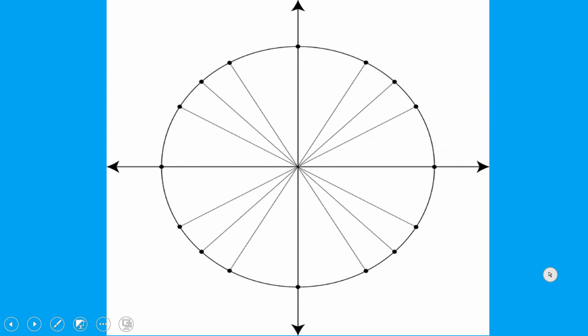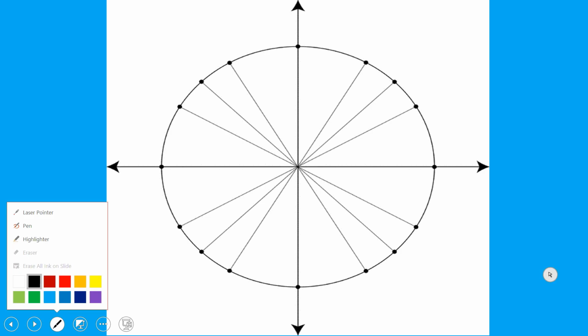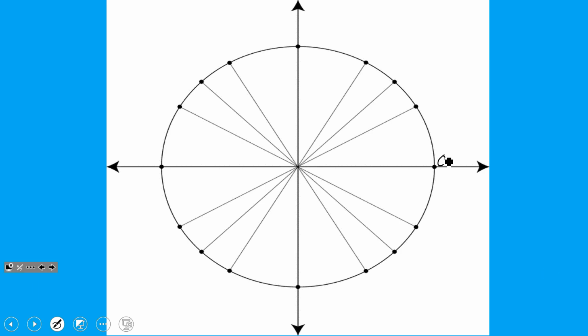So yours looks slightly different than mine. I could not get a good picture of the one that you have. Mine still has the 45 in it, but I'm just going to ignore it. Okay? So we're just going to work off the 30 and the 60. So we're going to go ahead and label 0, 90, 180, 270. What are my radians?